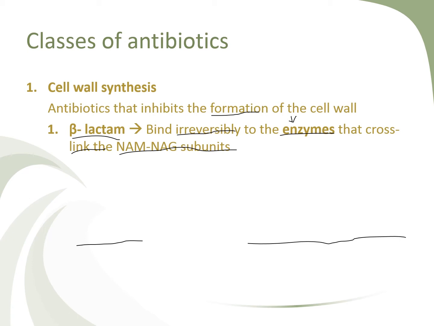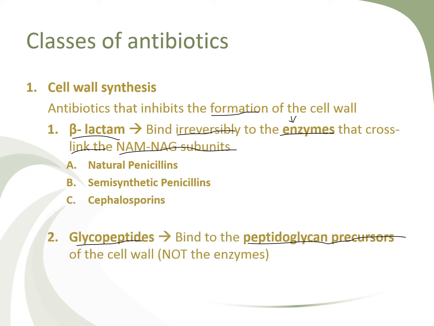So this antibiotic binds irreversibly. What does that mean? That it binds and does not detach after. So they bind to the enzymes that cross-link the NAM and NAG subunits of the cell wall. So these units are necessary to build the cell wall, and for them to be linked together, they need the enzymes. So the beta-lactam binds to those enzymes, and then those enzymes are not able to do their job of linking the NAM and NAG subunits. Then the cell wall is not formed. This occurs in natural penicillins, in semi-synthetic penicillins, and in cephalosporin.